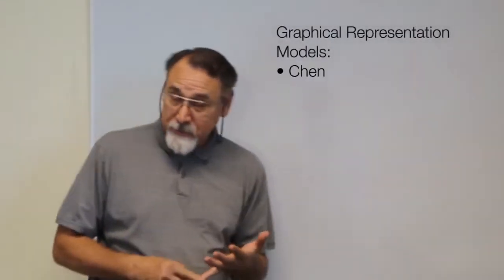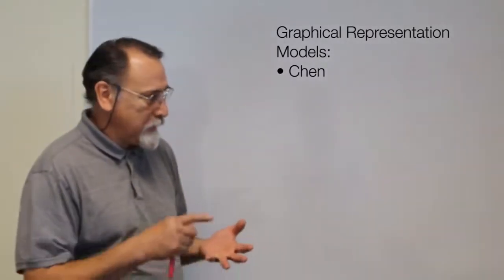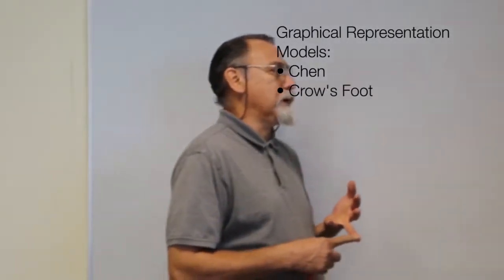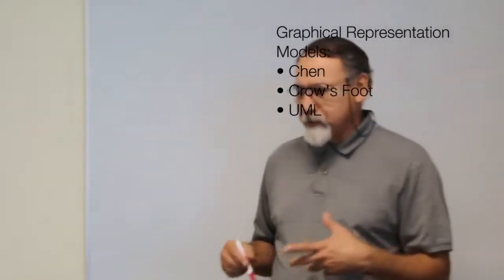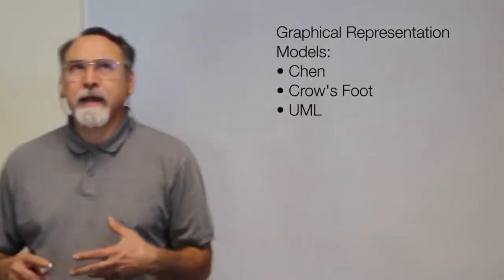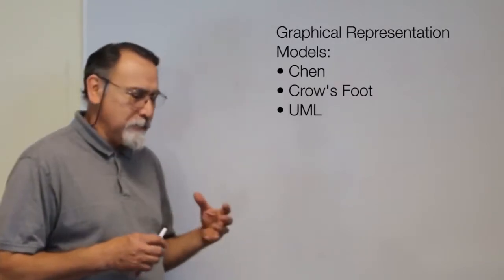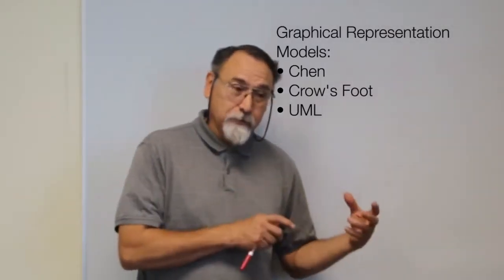There is a Chen model, there is the Crowfoot model, and there is the UML model. So there are three different models. And the distinction is that some of those models are theoretical in application, more conceptual. Some of them are more, what's the word I'm looking for, implementation. So you can draw it, which is separate from building it.